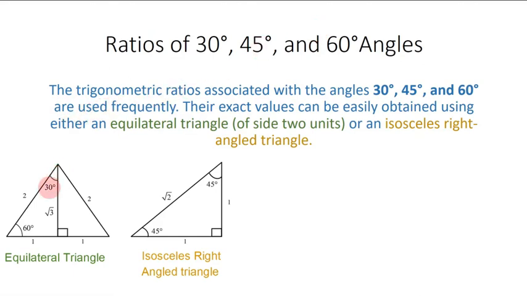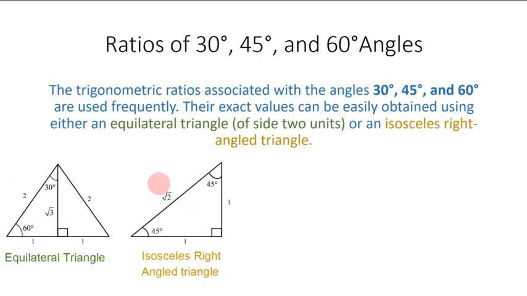The trigonometric ratios associated with the angles of 30 degree, 60 degree, and 45 degree are used frequently. The exact values can be easily obtained using either an equilateral triangle or an isosceles right angle triangle. So we can find this. This is the 30, 60 degree triangle. The hypotenuse will be 2, here should be square root of 3, and here is 1.